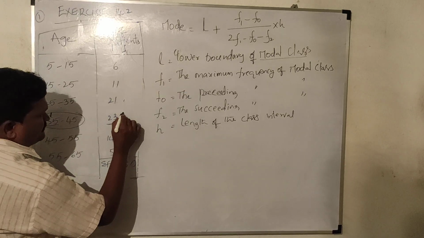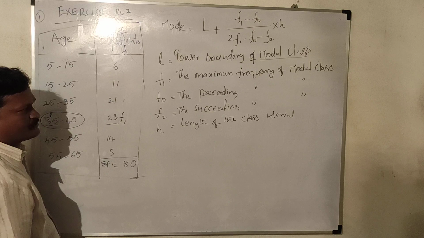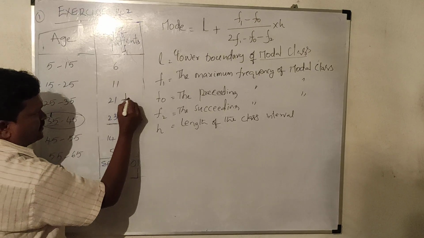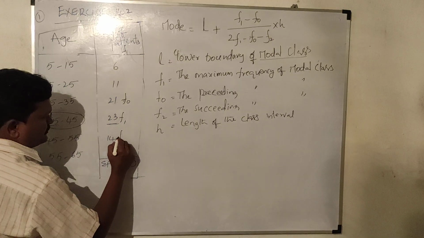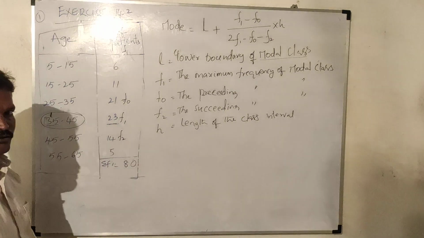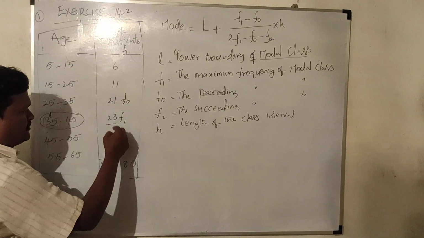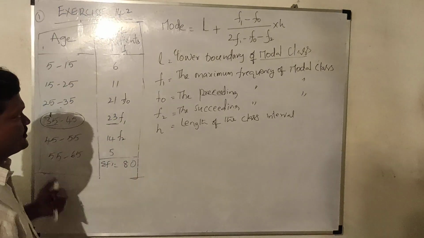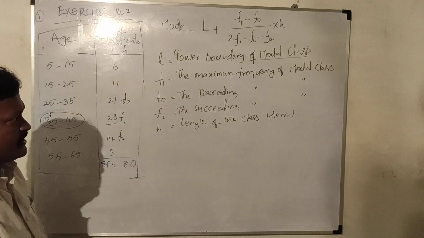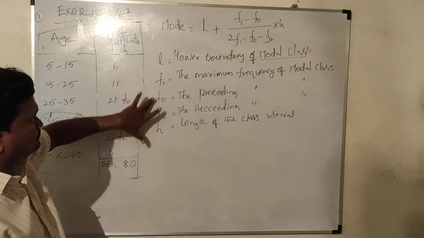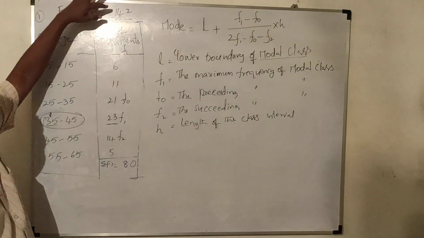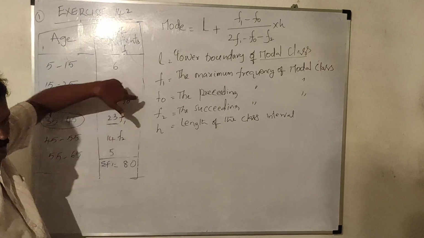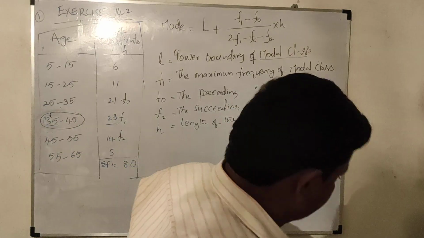This maximum frequency becomes F1. The frequency above the maximum frequency is the preceding frequency F0, and below it is F2. F1, F0, F2, like this we take the values. So first you have to write this formula. After that, start exercise 4.2 and write this one. Now let us start the question.